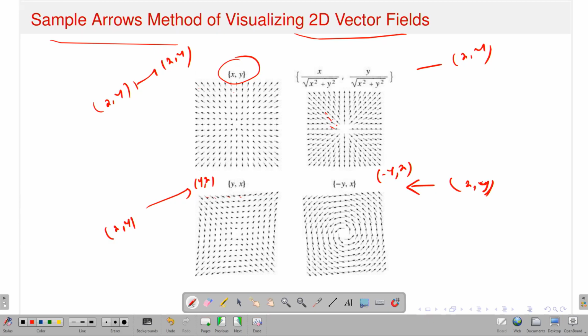Okay, I will just flip it: x comma y flips to y comma x. That means at each point you will have an association of this vector, and minus y comma x, as I said, it is actually kind of this 90-degree rotation. That means for each vector I am associating this vector. So that is kind of the sample arrows method of visualizing 2D vector fields.